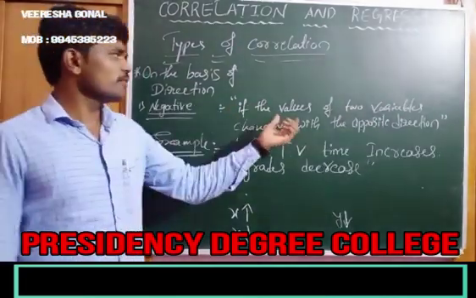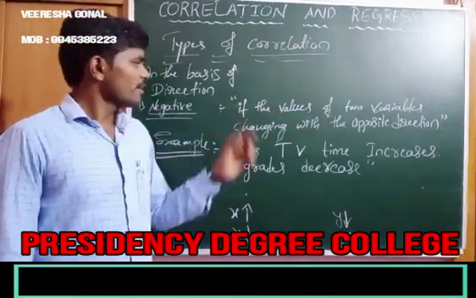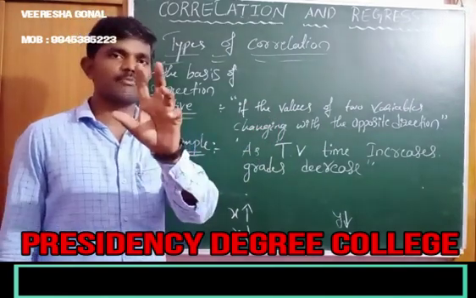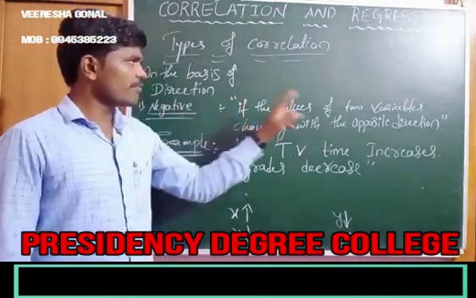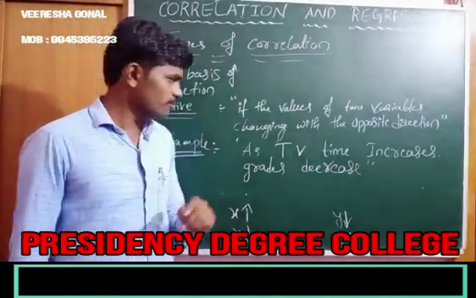If the values of two variables change in the same direction, it means a positive relationship. If the values of the two variables change in opposite directions, it means a negative relationship.